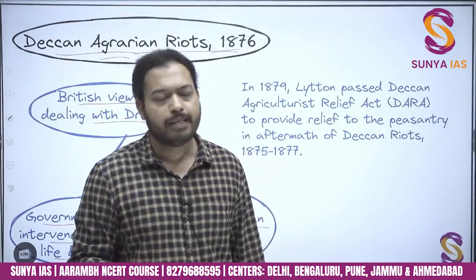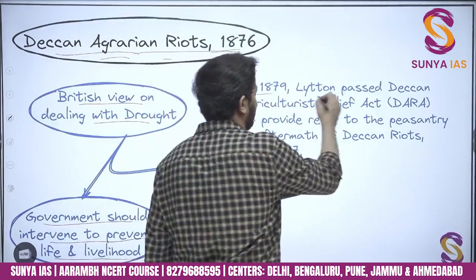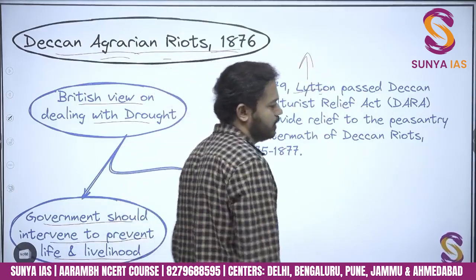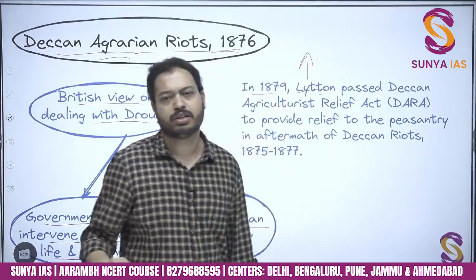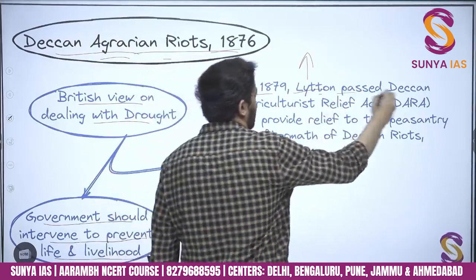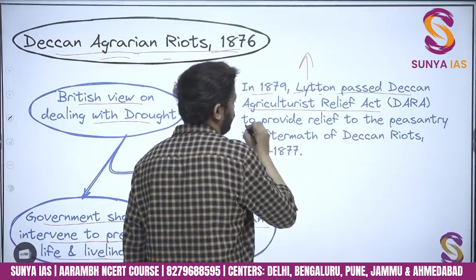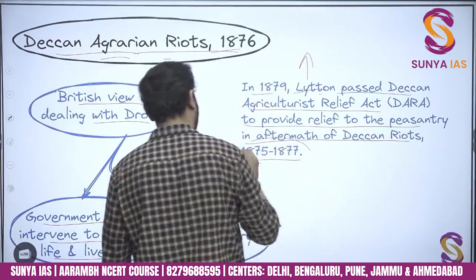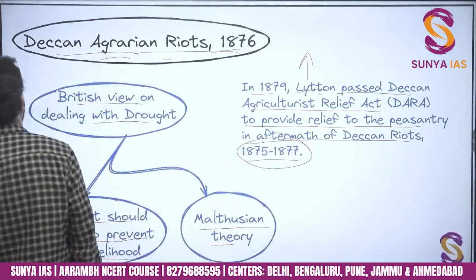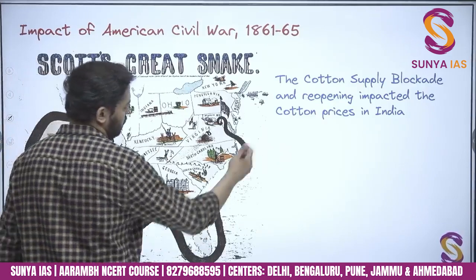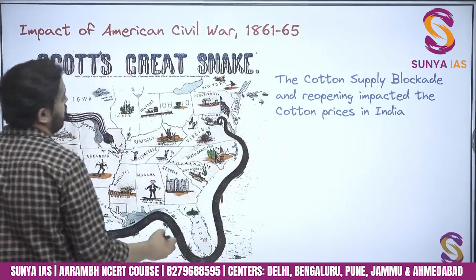Let them die. Okay. In 1879, Lord Lytton was the viceroy. This is the only good act Lord Lytton ever did. Otherwise Lord Lytton was a very exploitative, brutal Governor General. He passed the Deccan Agricultural Relief Act, DARA, to provide relief to the peasantry in the aftermath of the Deccan riots, 1875 to 1876. Okay, fine.